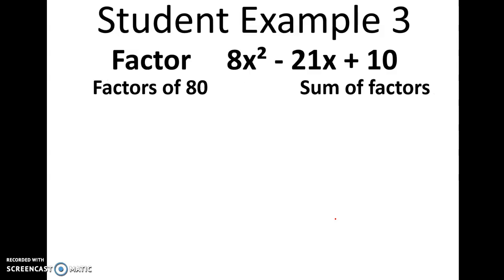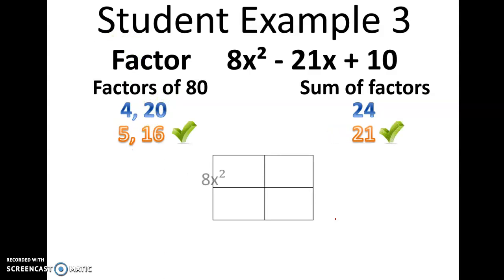The box way, you put 8x squared in the first. 10 goes in the last box. You're finding the factors of 80 that add to 21. There they are. Again, we fill out our box. Remember, the first term goes in the first box, the last term in the last box, and then you put your factors in with an x, okay? And then GCFs of the rows and the columns.